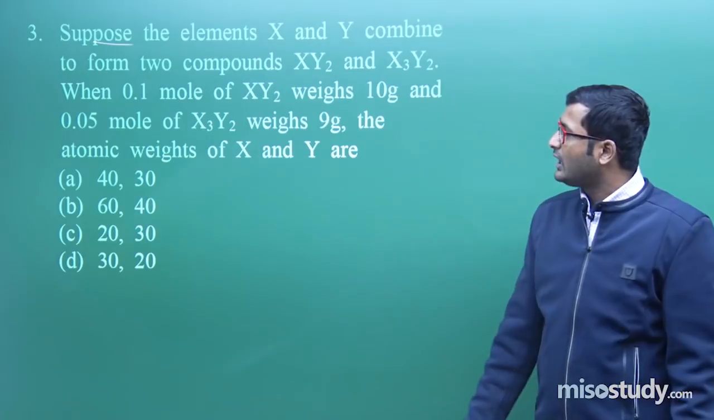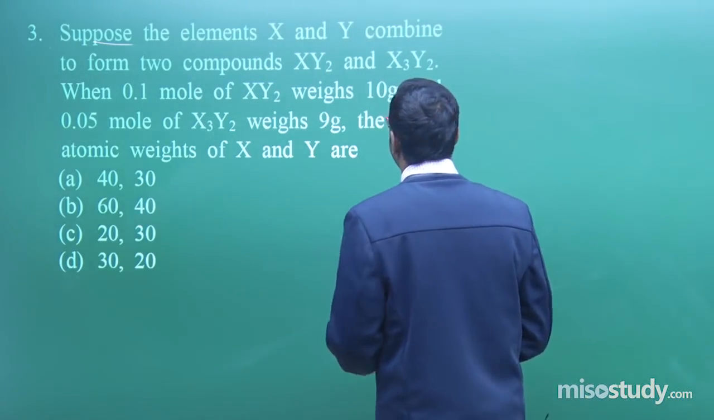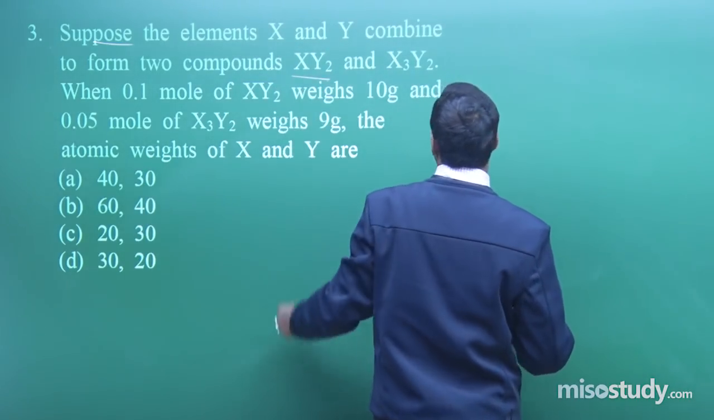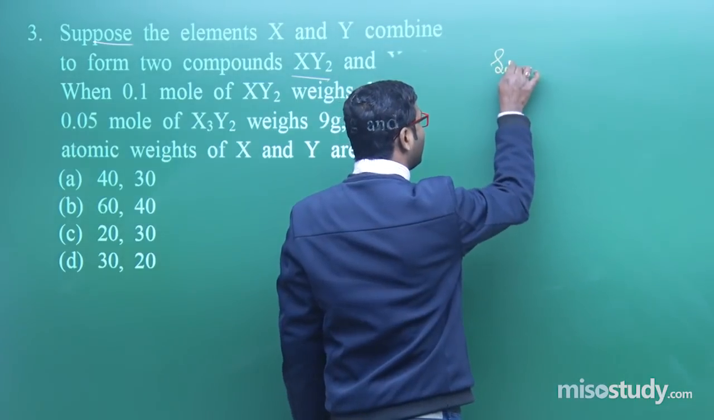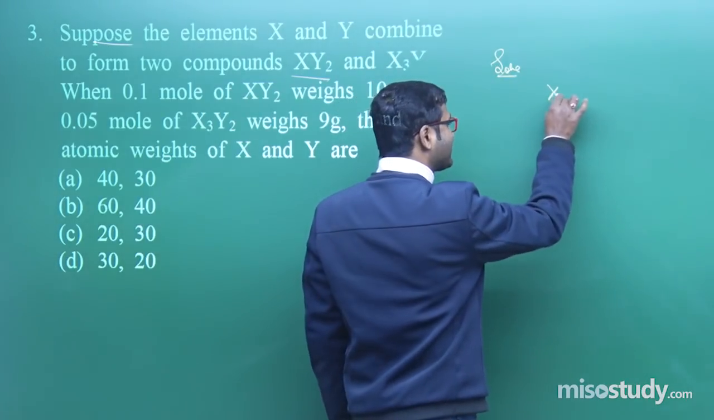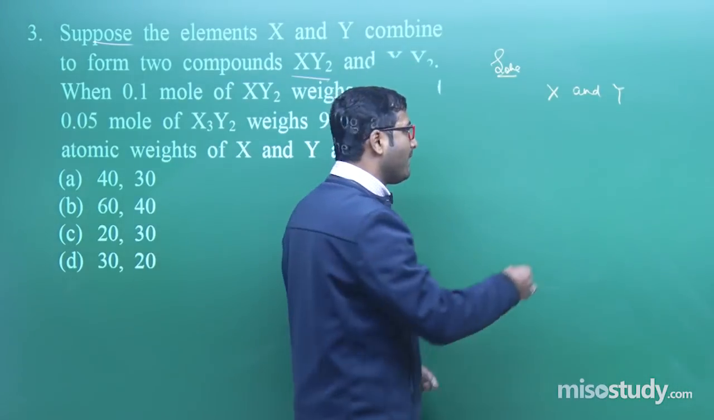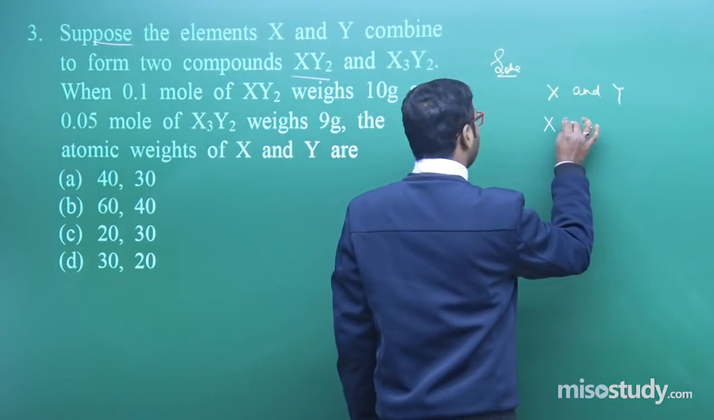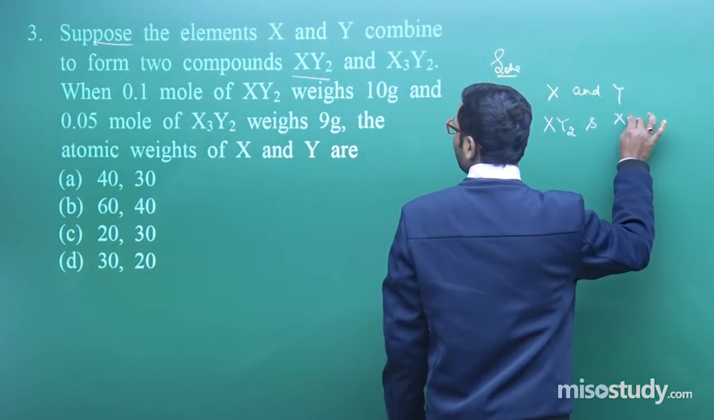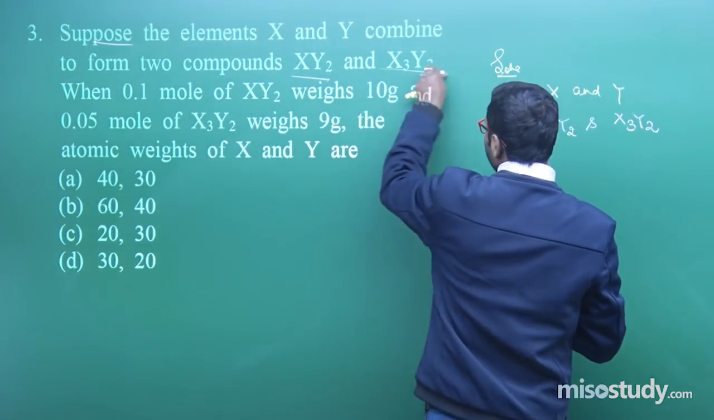Clear? Now let's move to question number 3. What is given in question number 3? Suppose the elements X and Y combine to form two compounds. We have two elements, X and Y. They combine to form two compounds. The first one is XY2 and the second one is X3Y2.